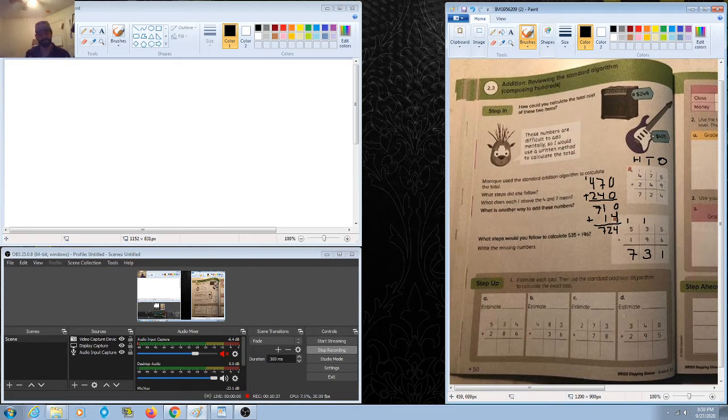But since these are just two numbers that we're adding together, the highest that we would carry for right now is 1, or 10 groups of 10. And I'll go into more detail with that as we go forward here. So for the step-up question on this page, it wants us to estimate each total, then use a standard algorithm to calculate the exact total.